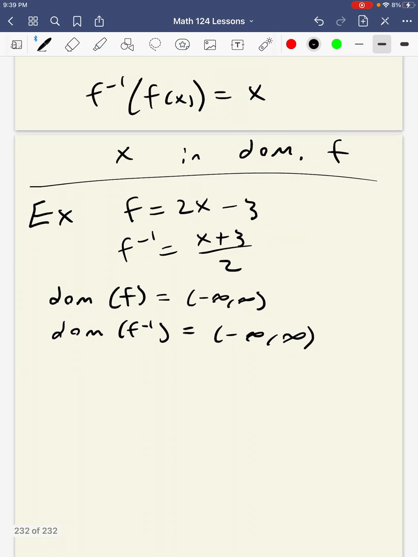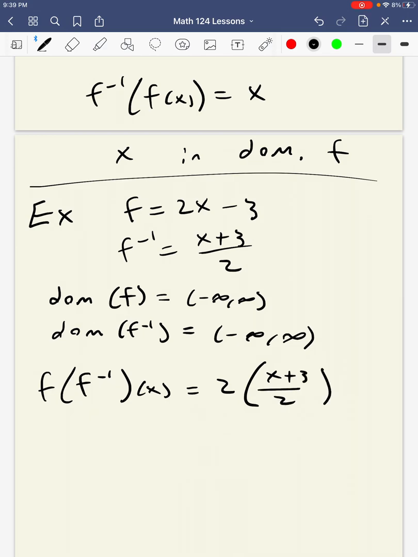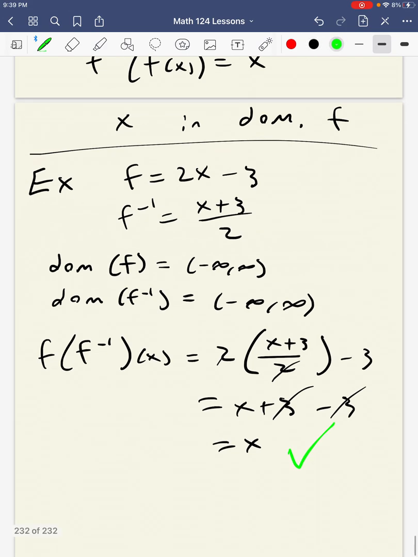But anyways, if we plug the inverse into the original function, then we do 2 times (x plus 3 over 2) minus 3. Well, notice these 2's cancel, you get x plus 3 minus 3. The 3's cancel, get x, just like we said would happen. Now sometimes you have to be careful about the domains, but in this case we don't have to be careful about the domains because the domains were really nice in this example.